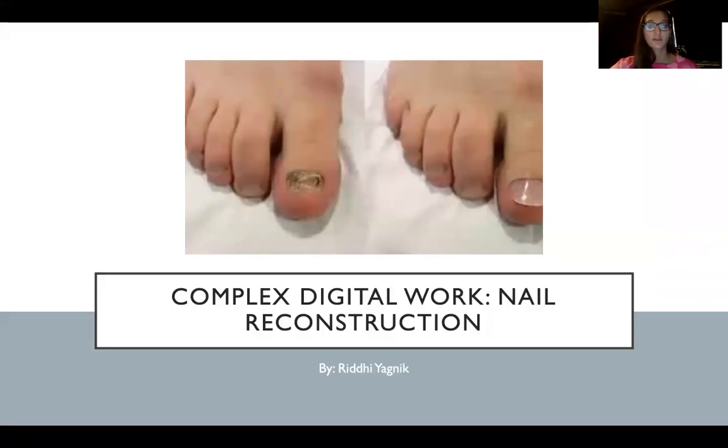Complex digital work, nail reconstruction. So, digital deformities continue to be a common problem among many patients who present to foot and ankle specialists. The severity of the deformity helps us determine which treatment approach to take. So, when conservative treatment fails to eliminate complaints, surgical correction remains a good treatment option. For this week's topic regarding complex digital work, I will be discussing nail reconstruction.